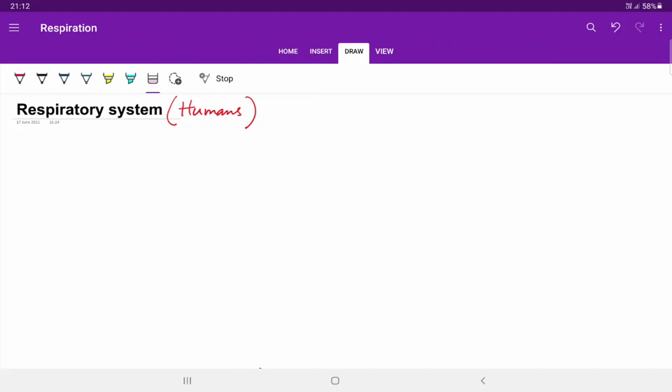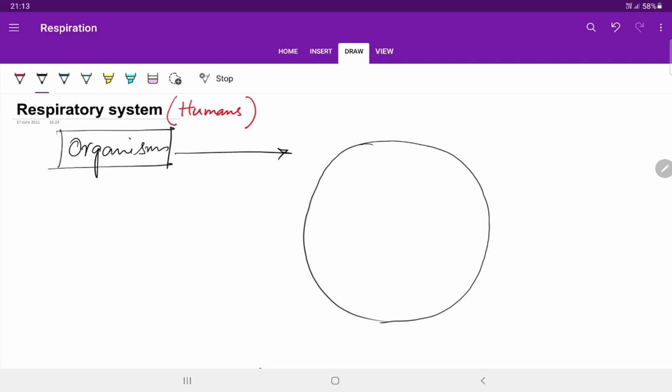In this topic we will study about the respiratory system in human beings. Let us understand or recapitulate a basic concept that we all know. We all know that organisms present on this earth are all made up of cells. So the cell is a structural, functional, basic unit of any living organism.